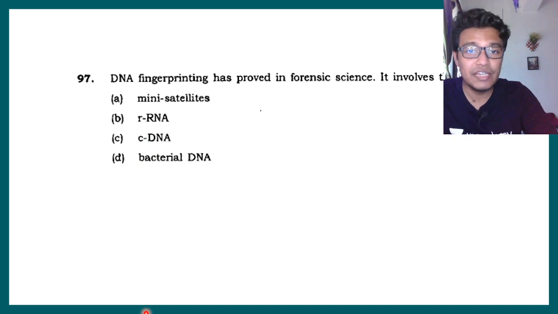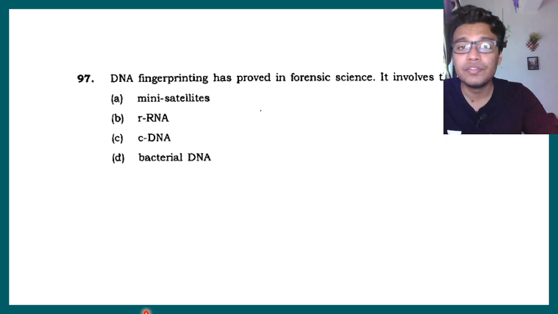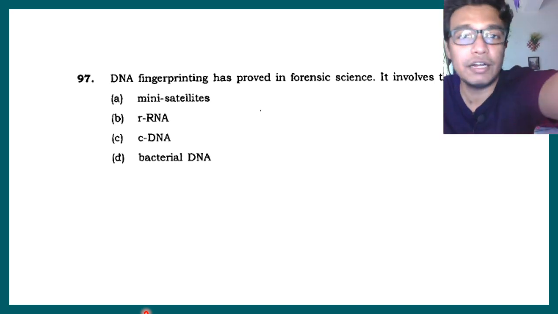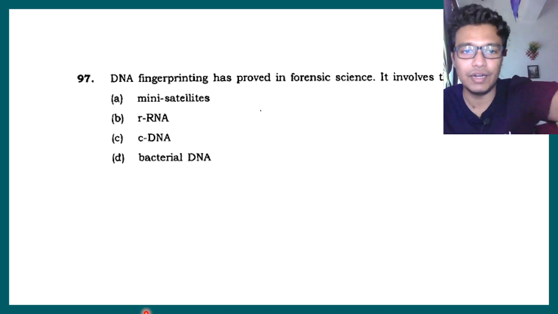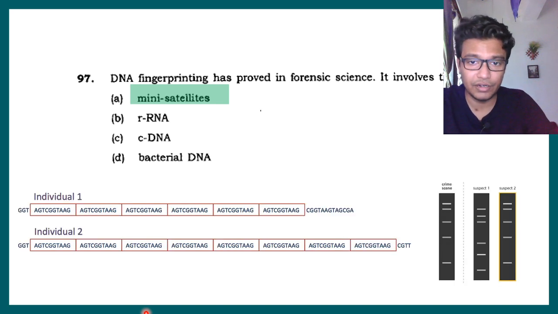Okay, now DNA fingerprinting has proved useful in forensic science. It involves the usage of minisatellites, rRNA, cDNA, or bacterial DNA. So which one would be the correct option regarding this? Wait a second. So the correct answer would be minisatellites. So minisatellites are analyzed in DNA fingerprinting.